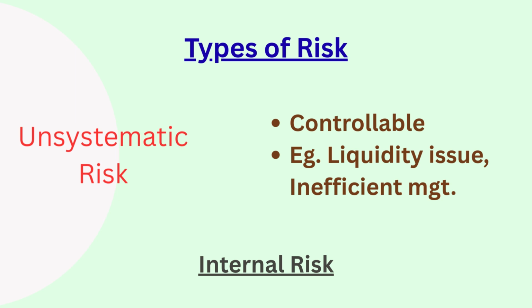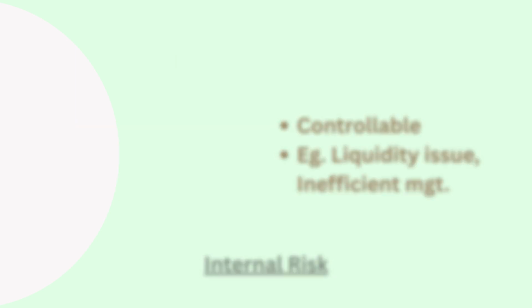Let's say because of the management of the company or the cash crunch of the company. So, as an investor, you can control the unsystematic risk, but systematic risk is not what you can control. So, we will focus on controlling the unsystematic risk, which is the internal risk of the company. By diversifying in multiple companies, you can reduce this unsystematic risk up to a certain level.